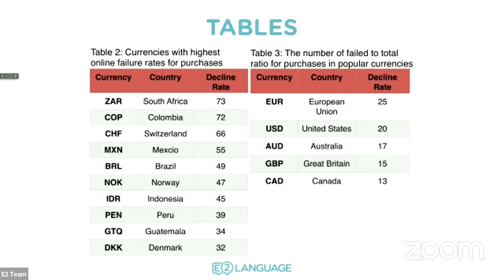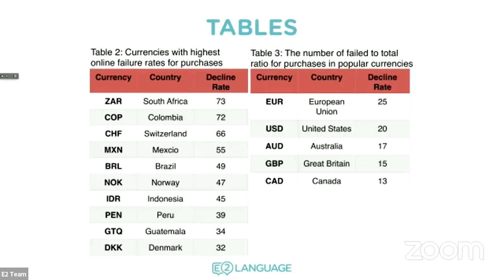This table represents various countries who have low online failure rates for purchases, as well as how popular they are in other currencies. South Africa is at the top of the list with a decline rate of 73, closely followed by Colombia and then Switzerland. Peru, Guatemala, and Denmark rank among the lowest countries for failure rates for online purchases. In the other table, the European Union ranks as the highest. Overall, we can see that most failure rates for online purchases occur in South Africa as well as Colombia.